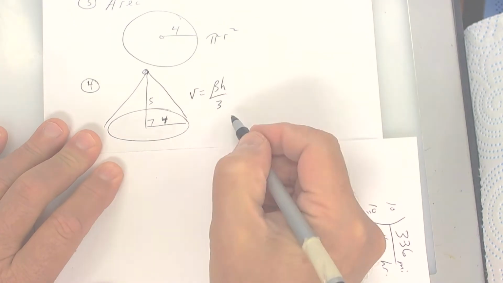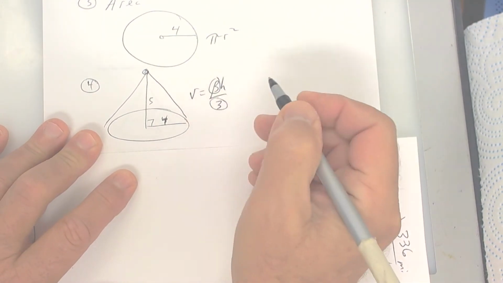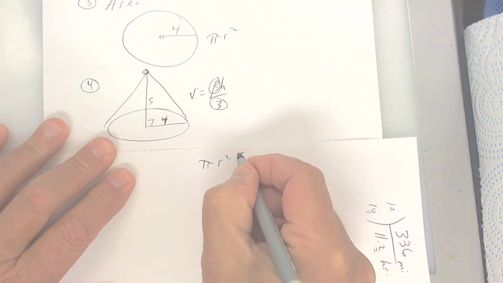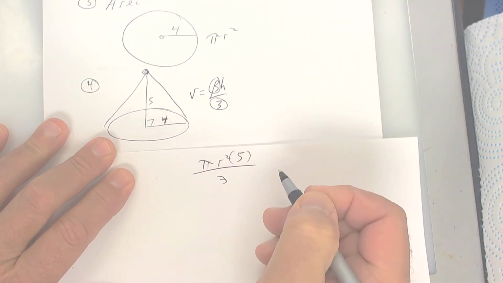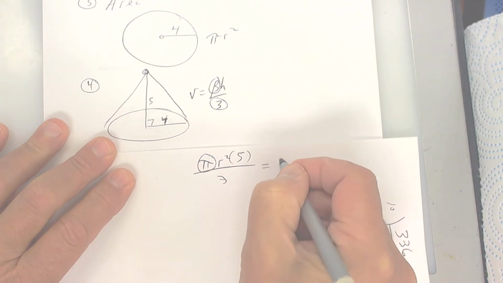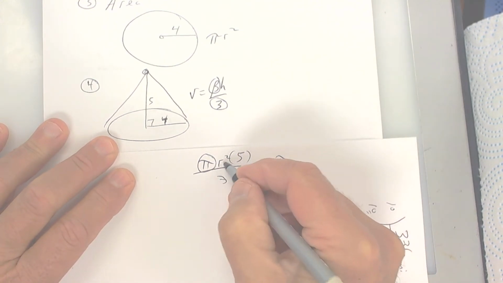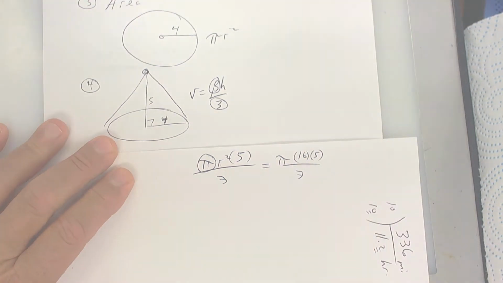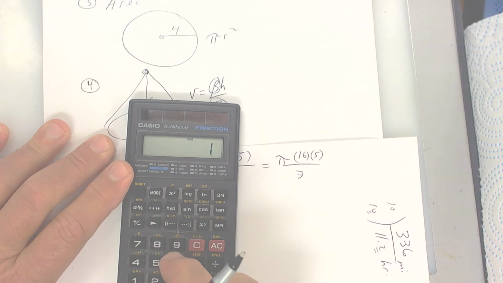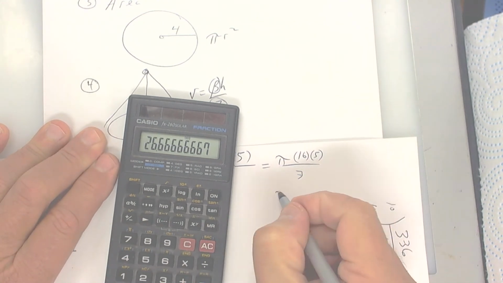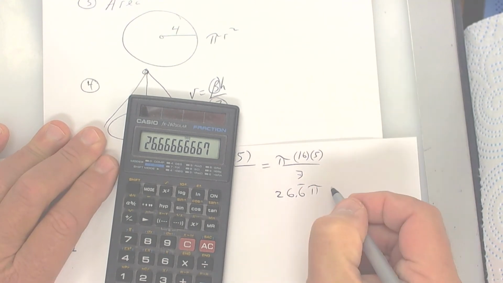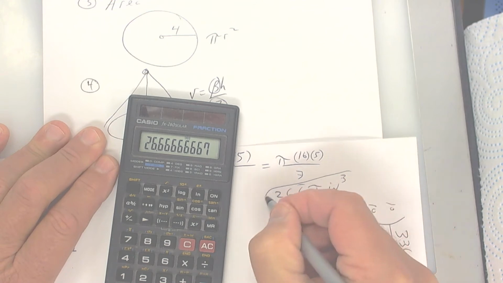Volume, it comes to a point, so you have to divide by 3. The bottom is a circle, so it's pi radius squared times the height divided by 3. I'm going to leave it in terms of pi, it just simply makes it easier. 4 times 4 is 16 times 5 divided by 3. So 16 times 5 equals that, divided by 3 equals that. I get 26.6 repeating pi, and this is going to be cubic inches, we'll say.